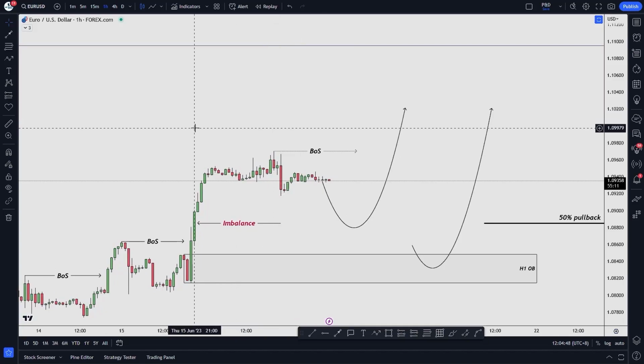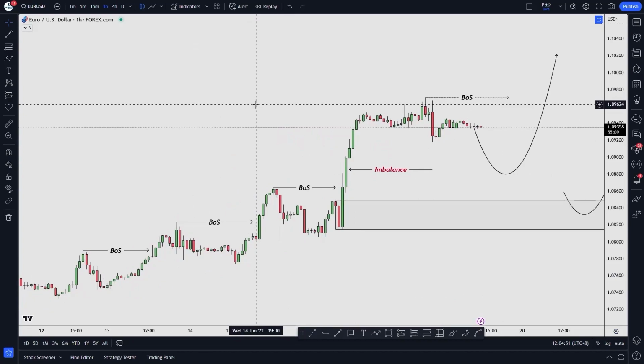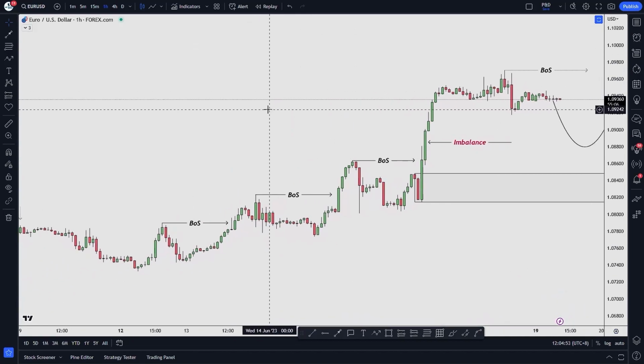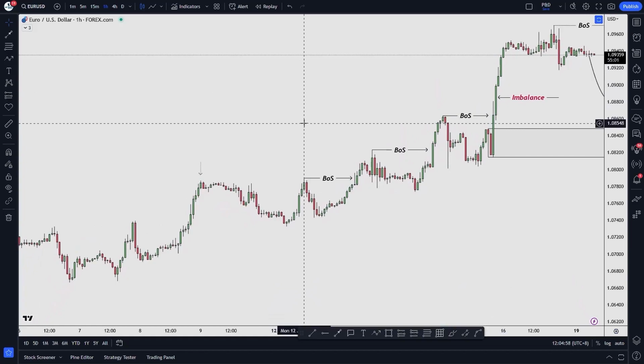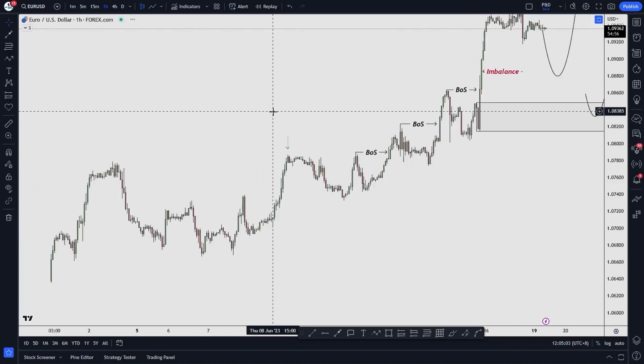Today I have an exciting forecast for you as we focus on the Euro USD pair and look ahead to the upcoming week. But first, let's quickly recap what happened last week to get a better idea of what's coming next in the Euro USD market.